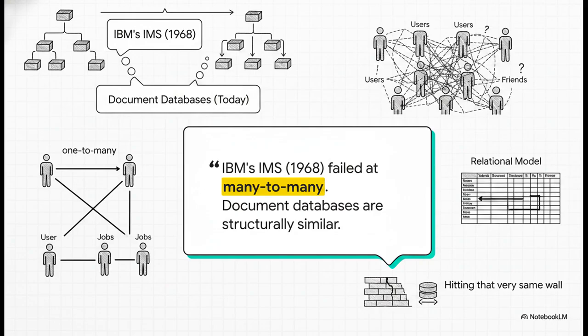See, IBM's database back then was a hierarchical model, basically an early version of JSON. And it was awesome for one-to-many relationships, like a user having many jobs. But it just completely fell apart when you had many-to-many relationships, like users having many friends who also have many friends. The relational model was literally invented to solve this exact problem. And today, yep, document databases are hitting that very same wall.